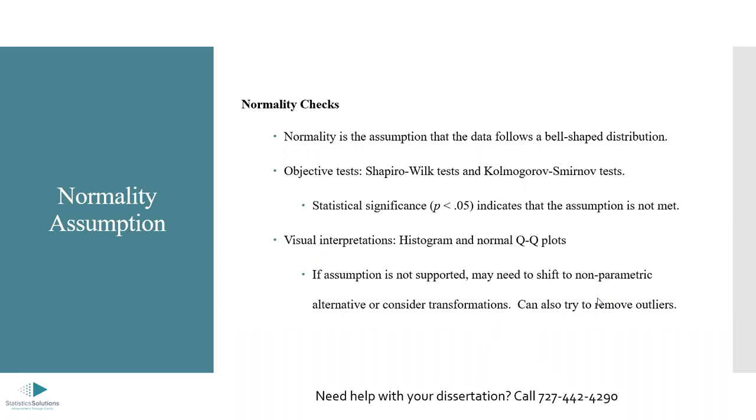You can also try to remove outliers. If you do run a Shapiro-Wilk or Kolmogorov-Smirnov test and the assumption is violated, you can see if you have outliers in your data, and I'll show you how to do that in just a moment. Sometimes outliers can skew your data, which makes it not appear like a bell-shaped curve. Let's take a look at an example first to verify normality.